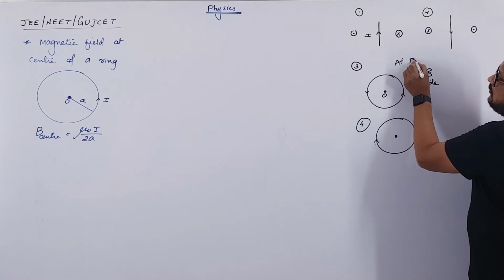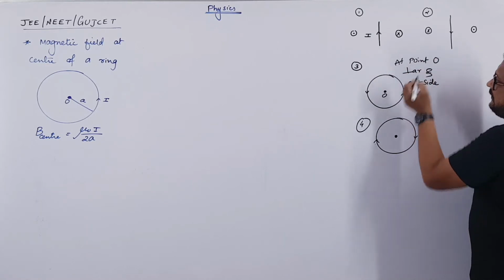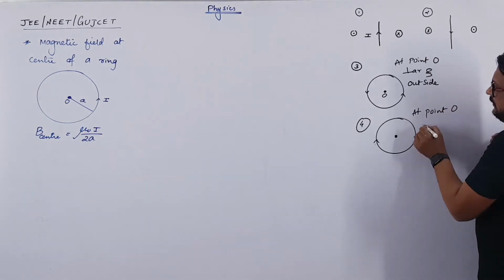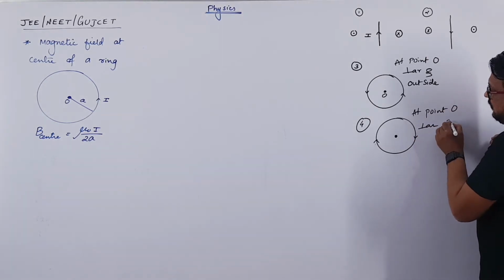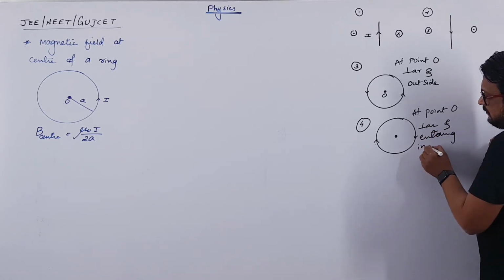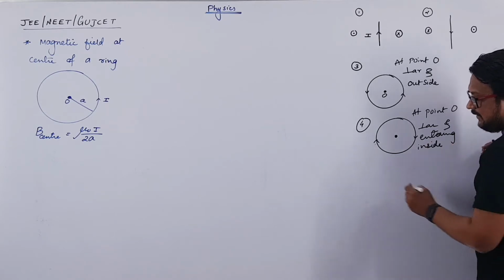at point O, right? Here also at point O it is perpendicular, magnetic field is perpendicular and entering inside. It is actually something like this.